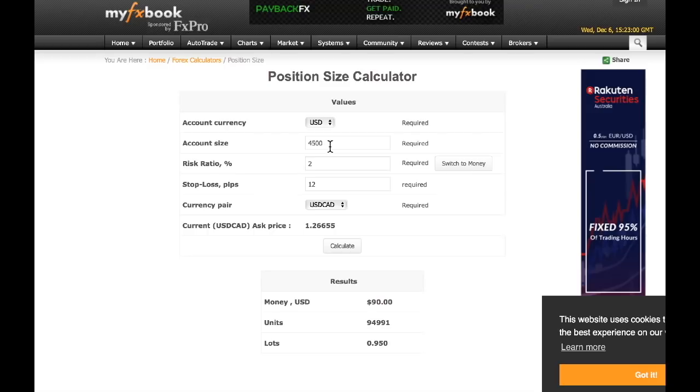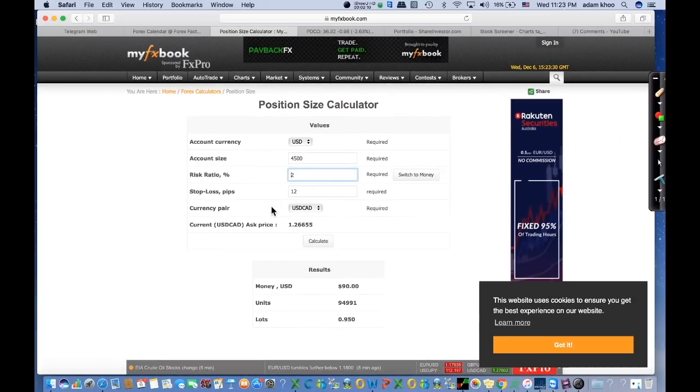So I put in my account size. This account is about $4,500 US. And I decided to risk 2% of my capital for this trade. Again, you have to decide on your risk per trade. You can start with 1%, 2%, 3%, but be consistent throughout. So it's 2%. And for this strategy, our stop loss is 12 pips away. For both the long and the short, they're 12 pips away. The currency pair is dollar CAD. From here, I know that I'm trading 0.95 lots, which is basically 95,000 units.